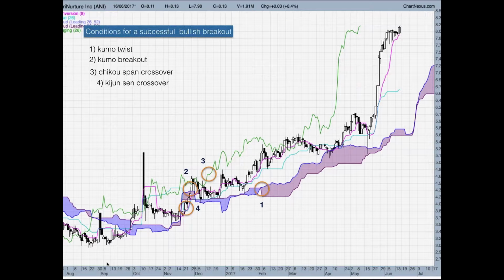Fourth, there was a Kijun-sen crossover, but that happened below the Kumo, so it's a weak Kijun-sen crossover. The fifth is a Tenkan-sen crossover that happened below the Kumo as well. Nonetheless, price was able to trend from the time the signals were provided at around 4 pesos. Price had now doubled to 8 pesos.